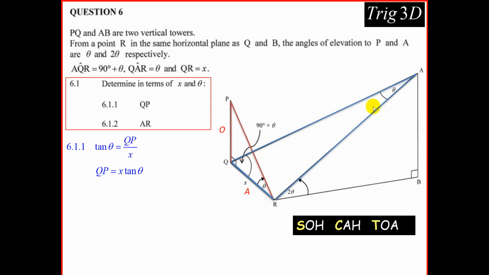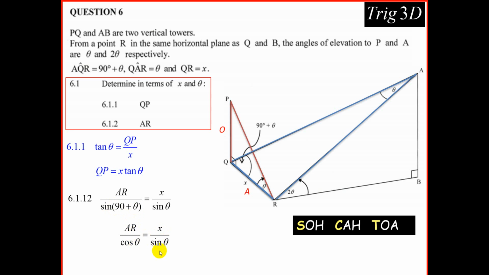So remember, the question is to find AR. And we know that the angle opposite AR is given to be 90 plus theta. So using the sine rule, I'm going to say AR over sine of 90 plus theta is equal to x over sine theta. Now, some things that I need to point out. Sine of 90 plus theta, we're going to use co-ratios, and that we know is cos theta. So we have AR over cos theta is equal to x over sine theta.